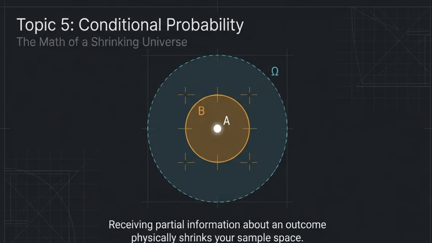Okay. So you receive partial information about the outcome and this shrinks your sample space. Conditional probability is just renormalizing probability within the reduced universe. So probability of A given B means that given that B has already occurred, what's the probability of A? Okay, so B becomes the new sample space. Everything outside B is now impossible to occur for A.